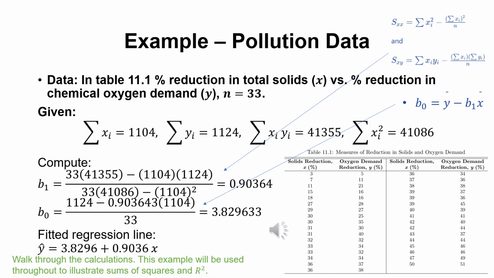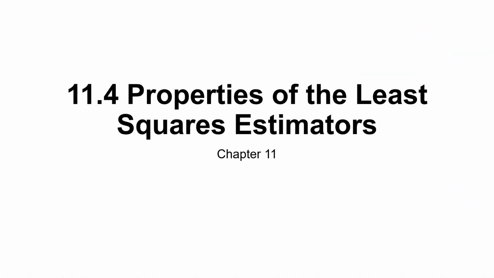Let's apply these formulas to the pollution data. Using the 33 samples, we compute Sxx, Sxy, then b_1 and b_0. The result is a fitted equation that we can use to predict the % reduction in chemical oxygen demand from the % reduction in total solids.